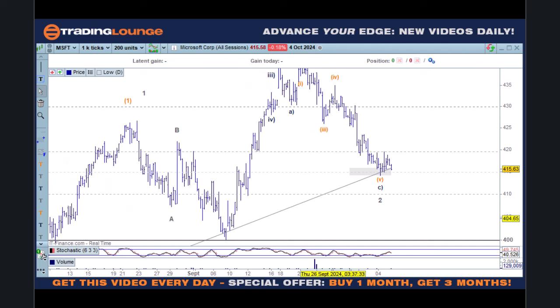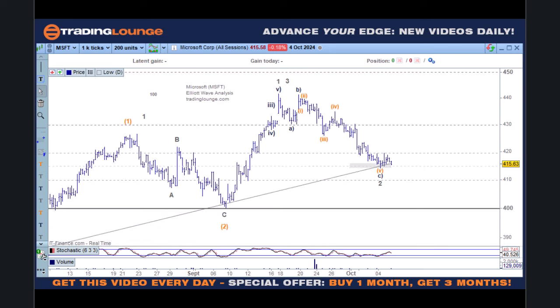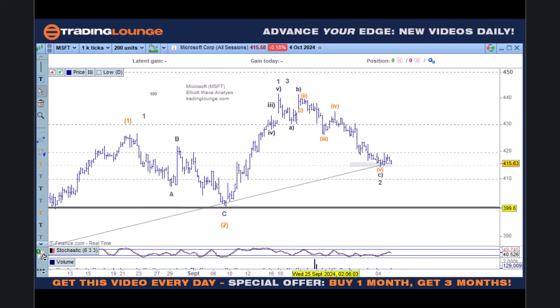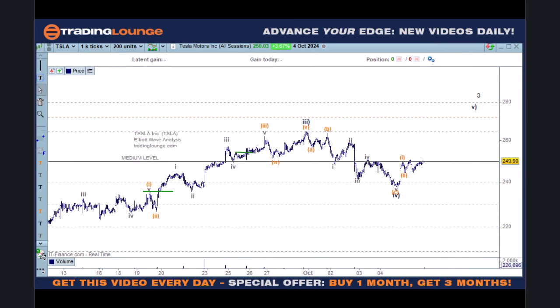We know we're not in it. It looks weak, I understand that. It hasn't turned yet, but we're looking for that low. So nothing to do here at the moment.